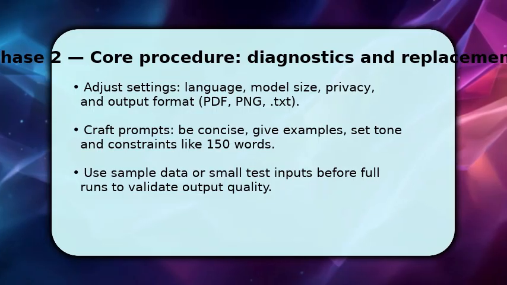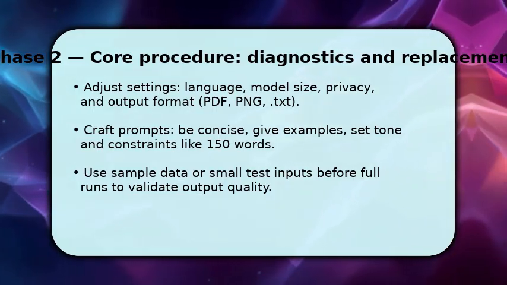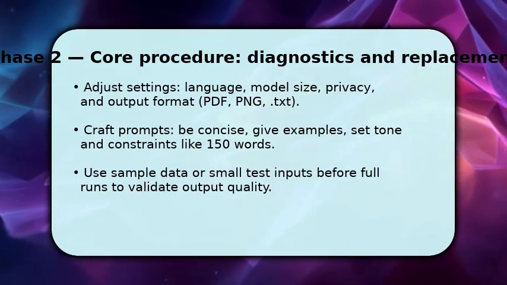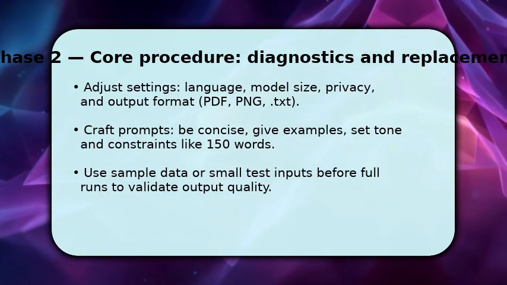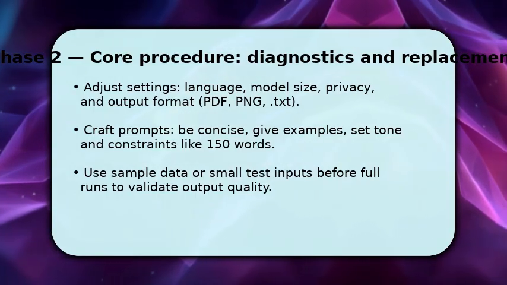Open settings and select language, model size, privacy level, and preferred output format. These control speed and cost. Then write prompts that are concise and explicit. Include examples, desired tone, and constraints such as 150 words or bullet format.